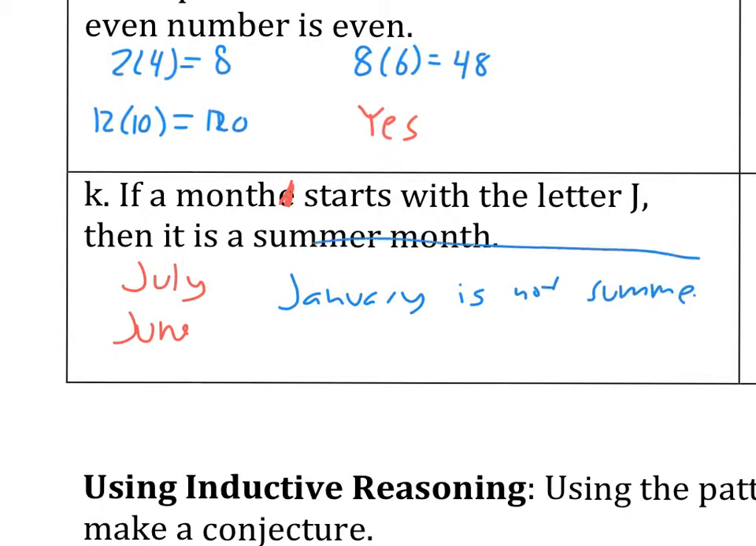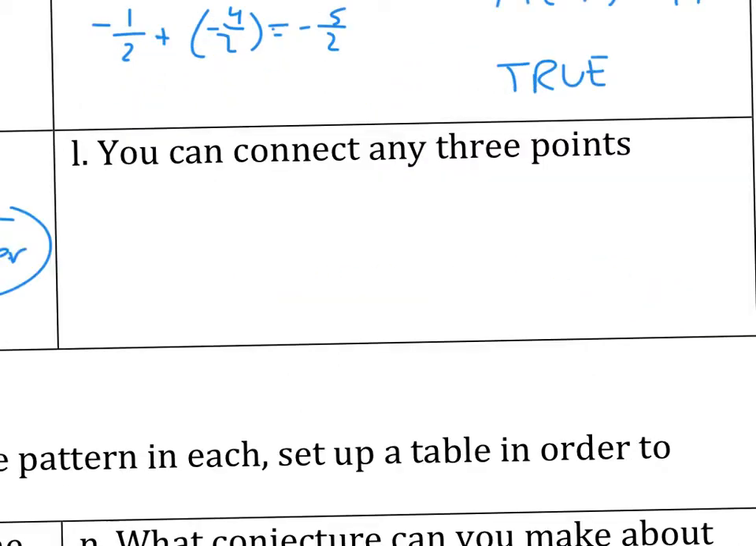So here is my counterexample. I do not say, oh, false. Some months aren't in the summer that start in J. I'm not interested in some. I'm interested in the exact one example who starts with J that's not in the summer. And L here, I apologize, so finish it up.